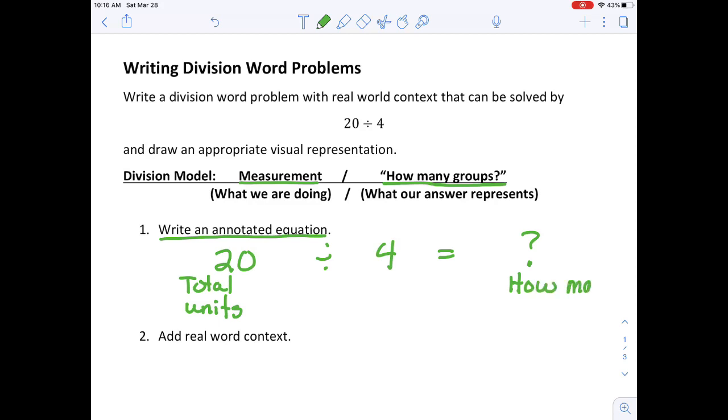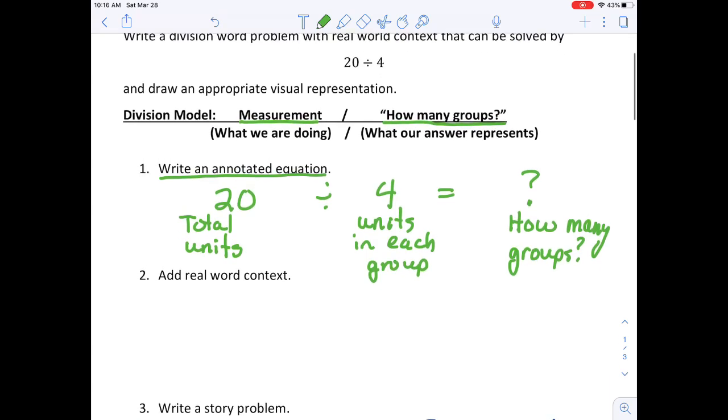So how many groups? What are we missing then? We're missing the size of each group. So 4 is going to be the units in each group. So that's our generic case. So next I want to add some real-world context. In division word problems that are measurement, recipes can work really well. So let's write a recipe problem.